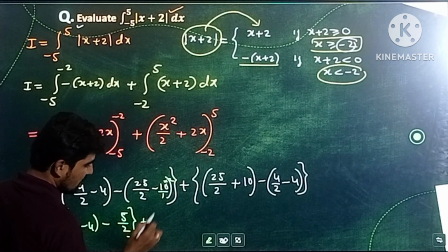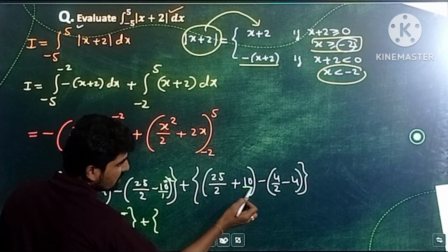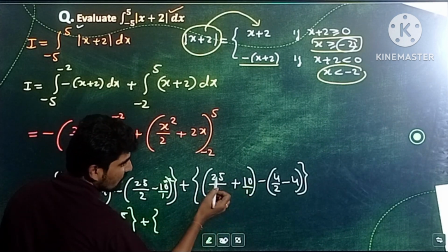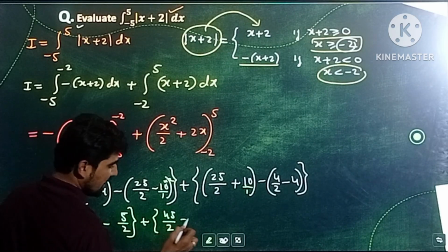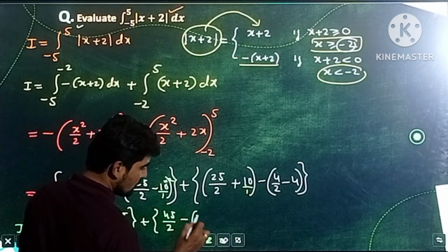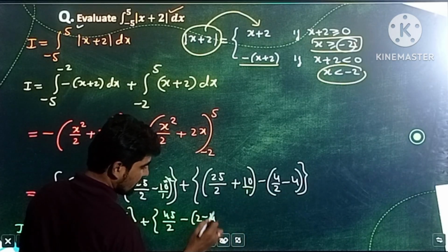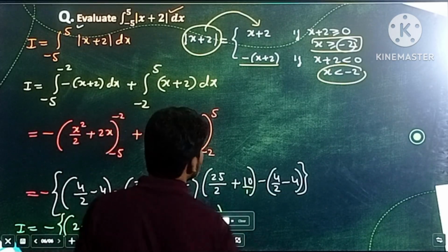Plus here also same thing. LCM is 2. 2 into 10, 20. 20 plus 25 is 45 divided by 2. Minus 4 by 2 is 2 minus 4. I hope all of you understanding.